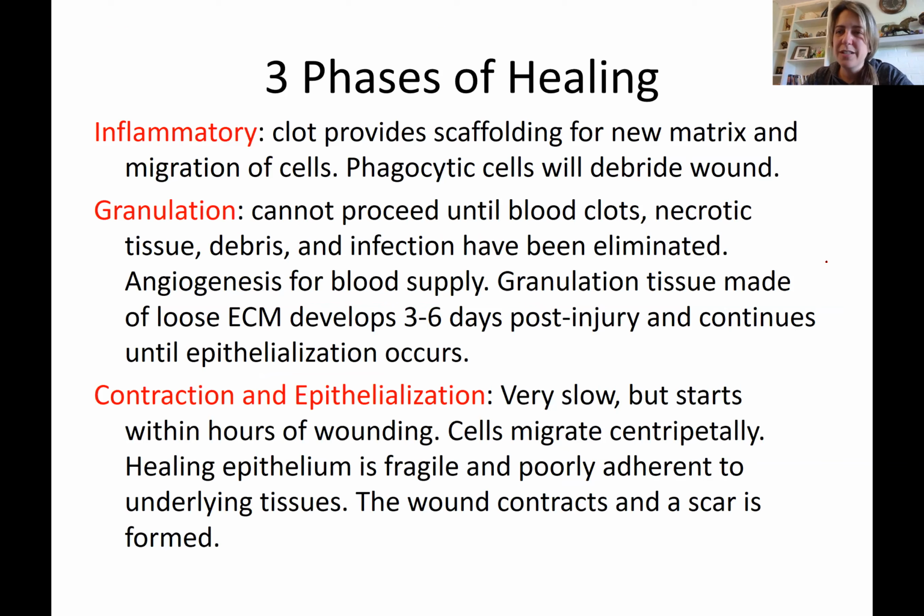There are 3 phases for the healing of these wounds. The number 1 is the inflammatory phase. And if you guys remember from the inflammation lectures, we're going to have the clot. This clot of blood is going to have a lot of protein, a lot of white blood cells, and it's going to provide the scaffolding for the migration of new cells. There's nutrition in that blood.